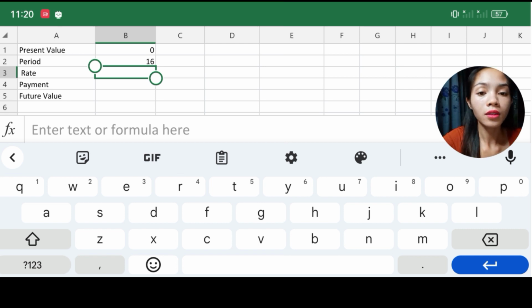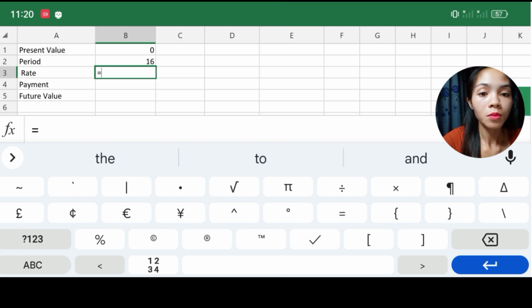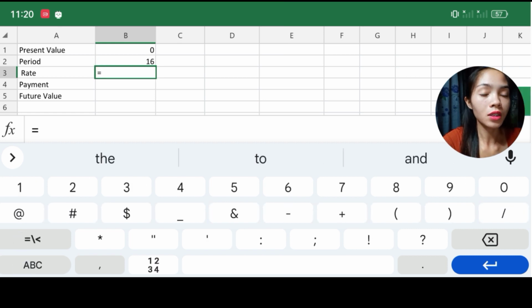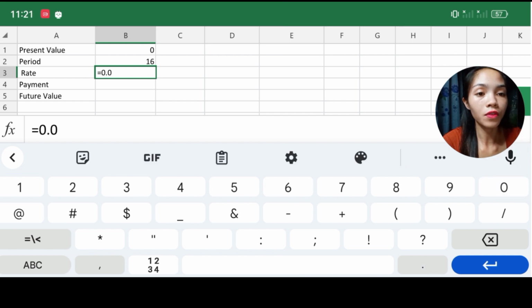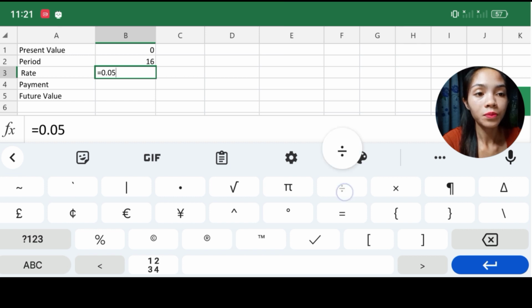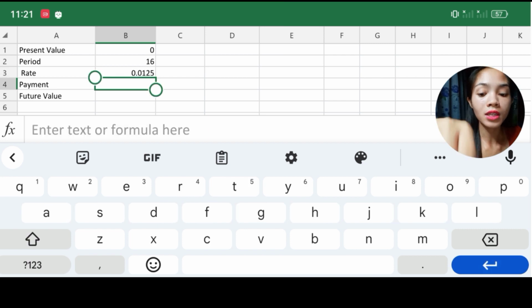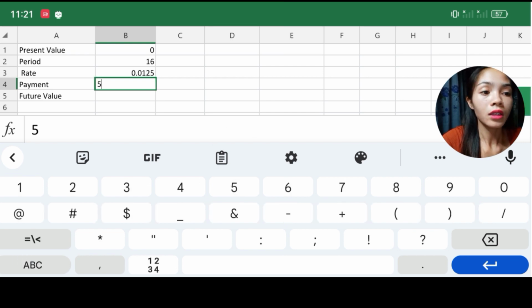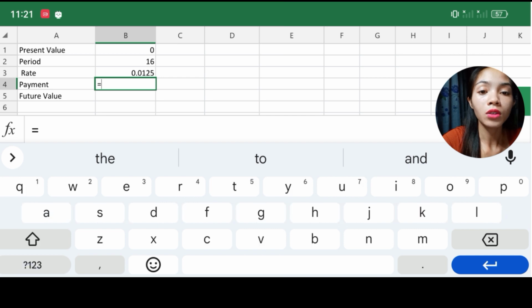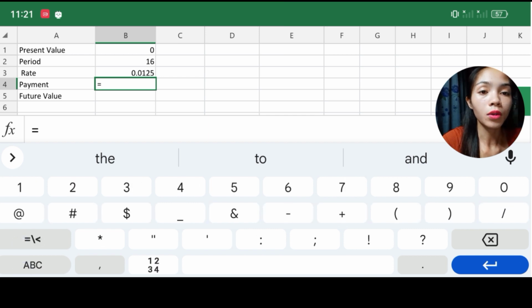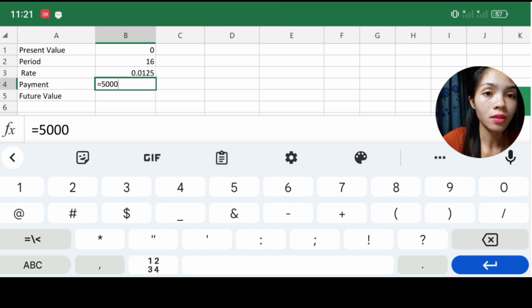For our rate, let's say that the bank has a 5% interest rate. 5% in decimal is 0.05. Since it is quarterly, we divide it by 4, so the rate is 0.0125. For our payment, let's say that every quarter we are going to deposit 5,000. It is up to you how much you are going to deposit.